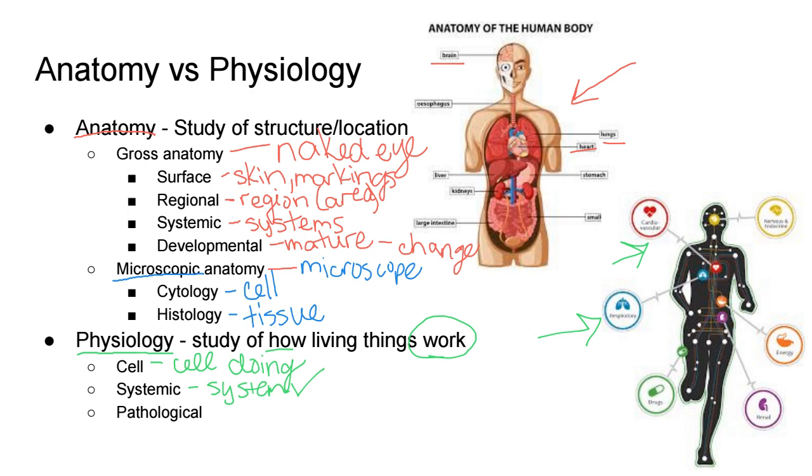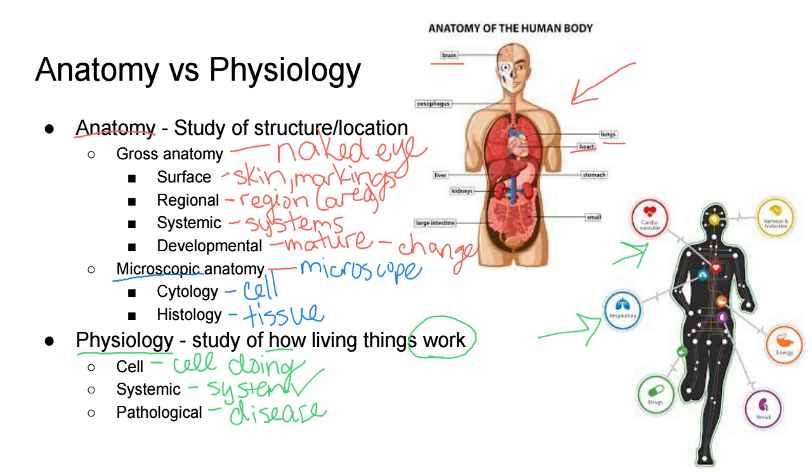In our pathological physiology, this is going to be our disease. This is going to be when something is going wrong, because that is what disease is. That something is going wrong with our physiology.